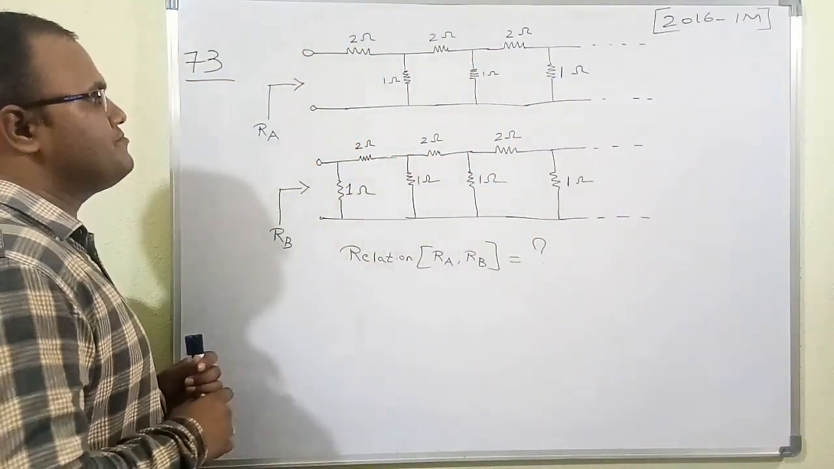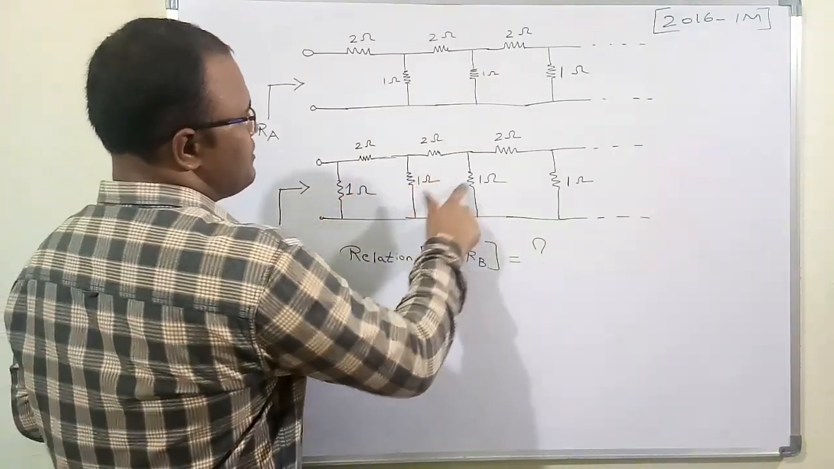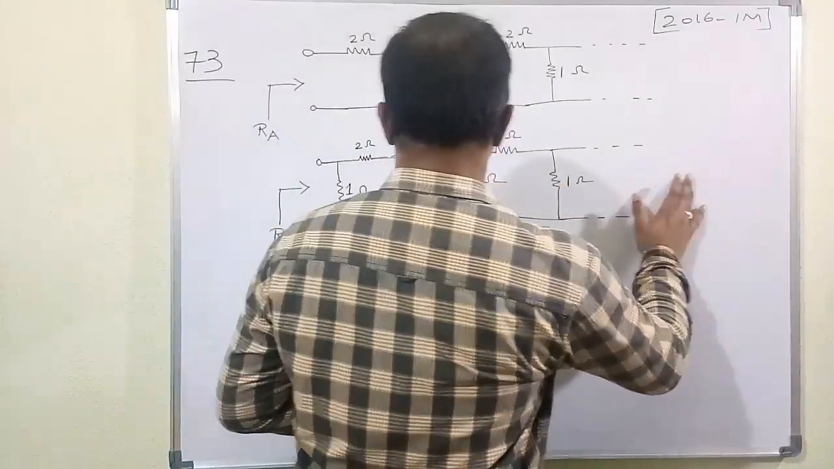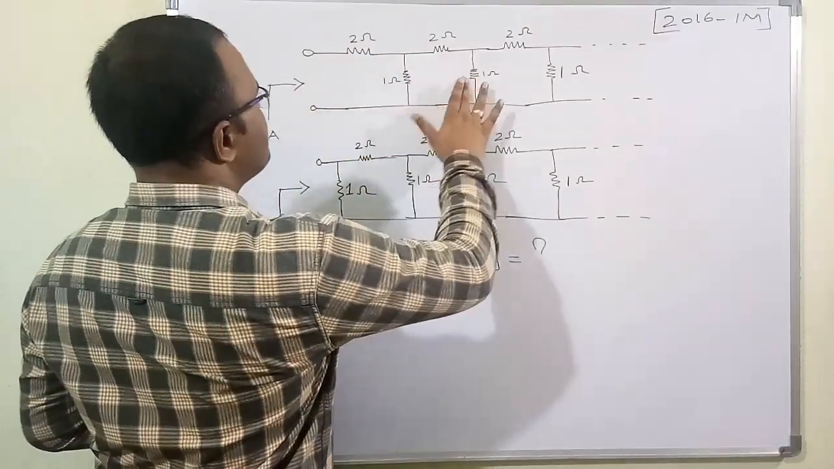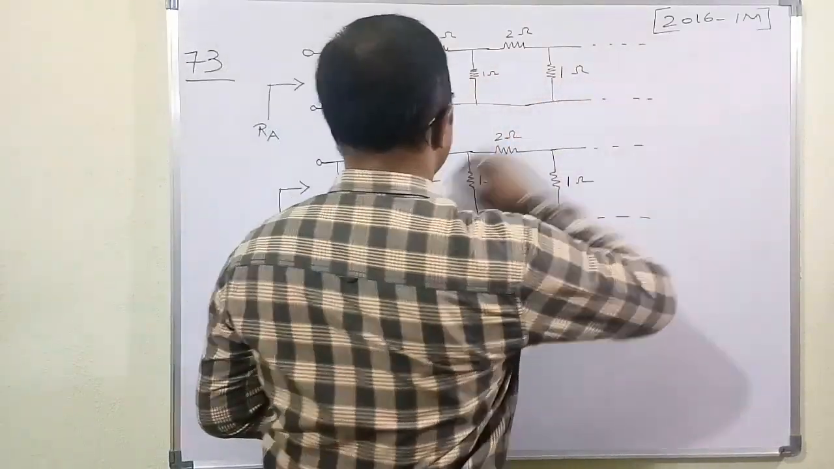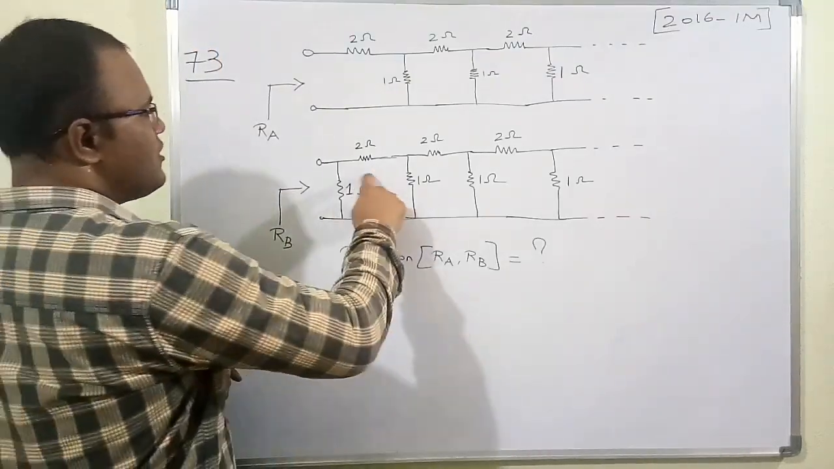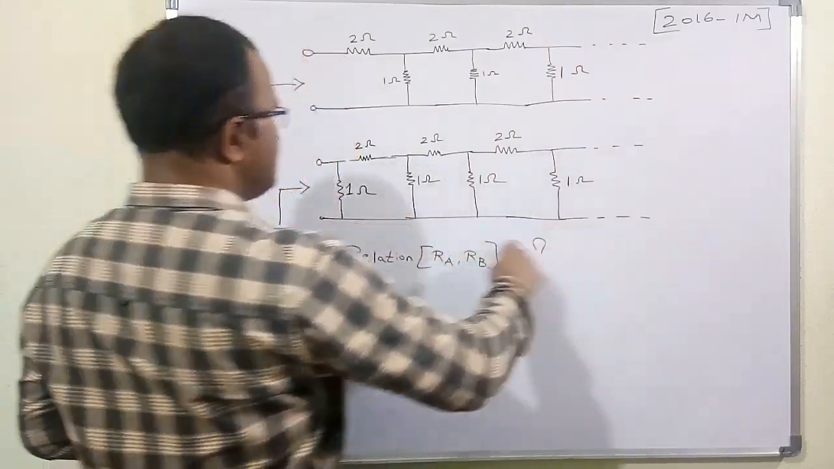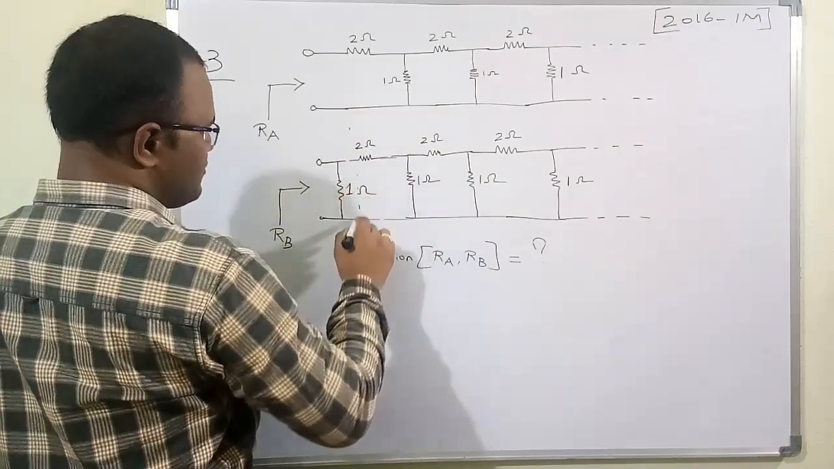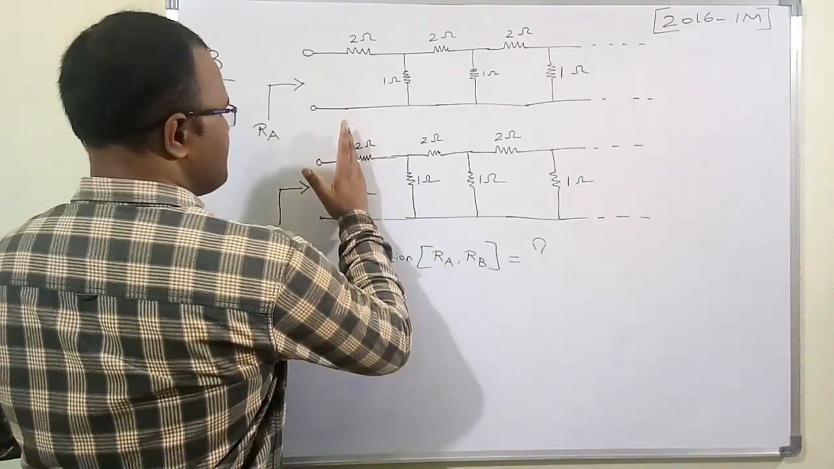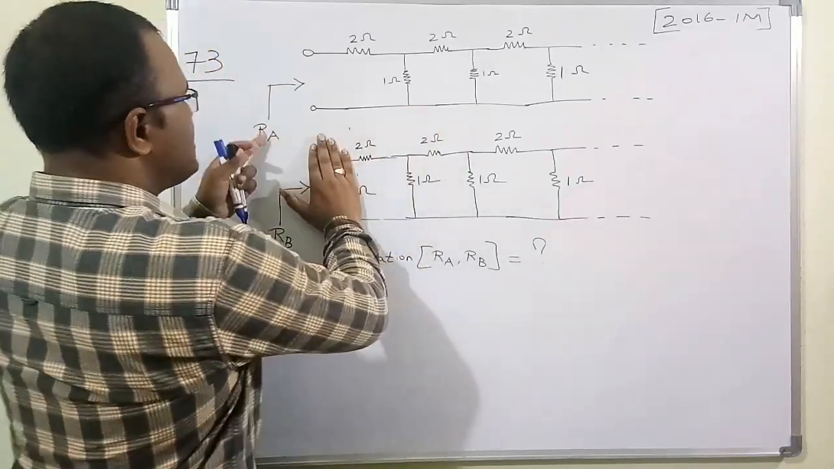If you see carefully, there is 2 ohm, 1 ohm, 2 ohm, 1 ohm, again 2 ohm, 1 ohm, the same thing repeating. You see carefully here, this circuit is also the same, 2 ohm, 1 ohm, and the same thing repeats. So therefore, this total circuit is just the effective resistance of RA. Means, the effective resistance from here, of all this circuit, is RA.